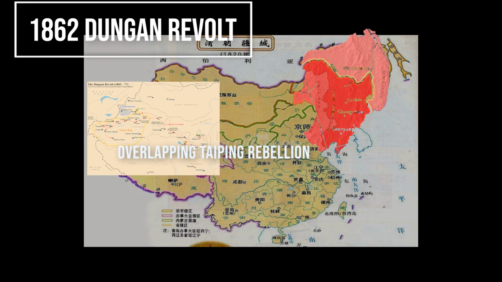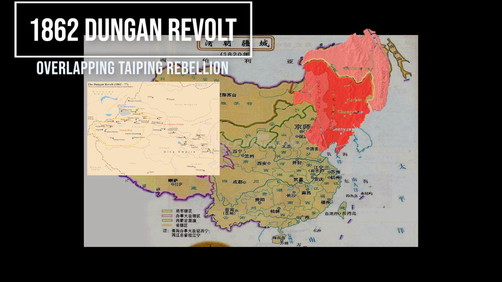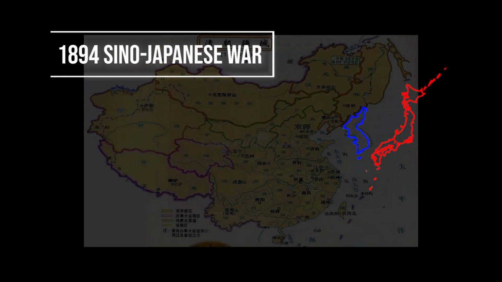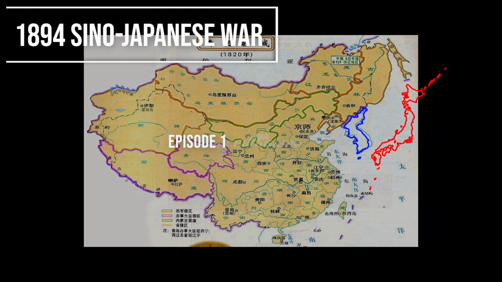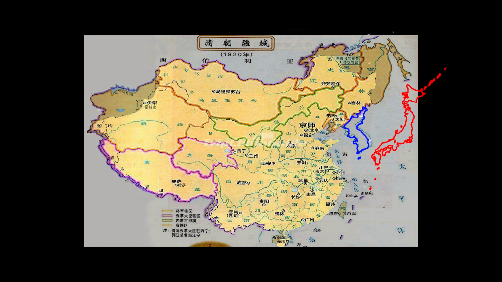From 1862 to 1877, there was yet another revolt, the Dungan Revolt, in the western provinces that pitted the Hui, Muslim minorities, against the Manchurian government. From 1894 through 1895, the first Sino-Japanese War was fought over influence of Korea. The Treaty of Shimonoseki that ended the first Sino-Japanese War ceded the Liaodong Peninsula, modern-day Dalian, Korea, and Taiwan to Japan.